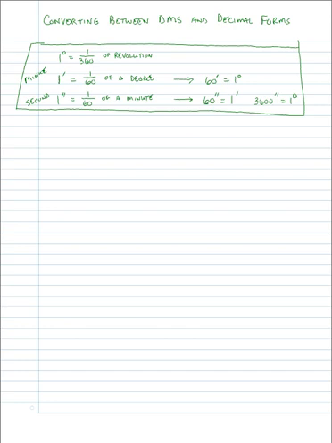Okay. So here's our first problem. Convert the DMS form 40 degrees, 12 minutes, and 5 seconds to decimal form. Well, here's the way we think through this, okay? Let's write this out in this fashion. This is the solution.